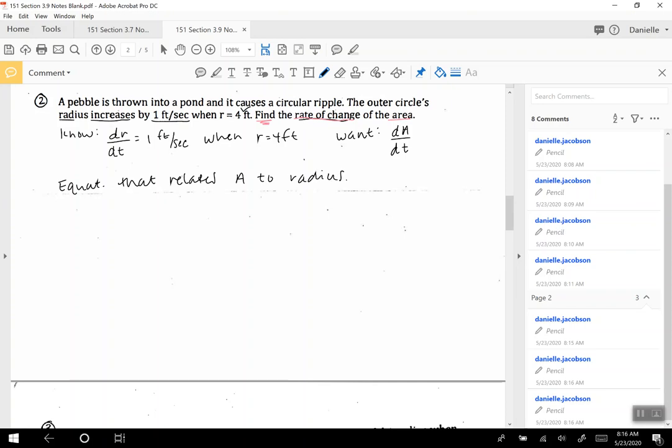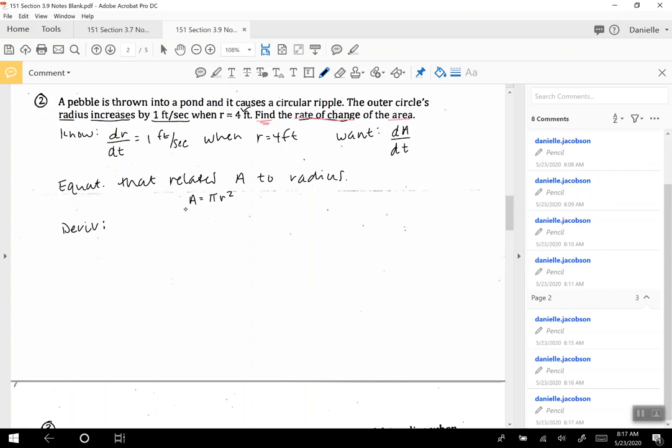Right? So if you remember some prereq skills, we're talking about a circle here, so you essentially just need to remember what the equation for the area of a circle is, and that is A equals pi times r squared. All right, now we have that equation that relates our two rates, so I'm going to go ahead and take the derivative.